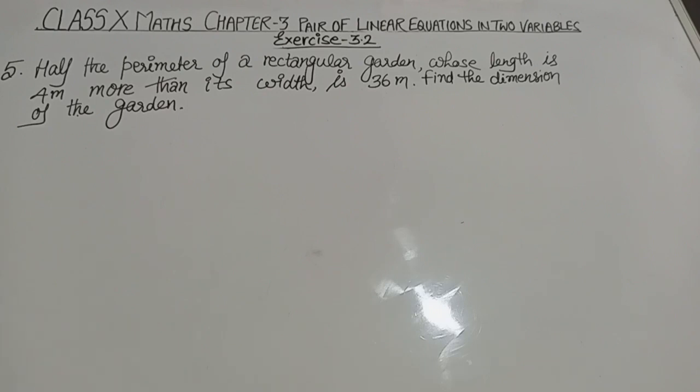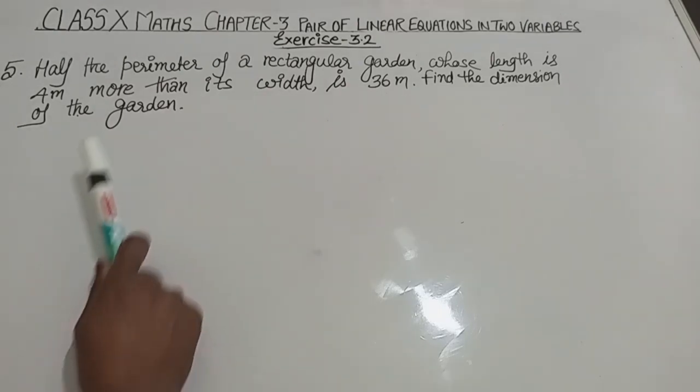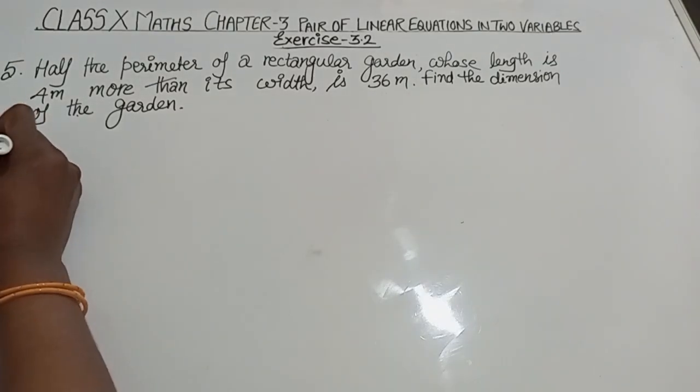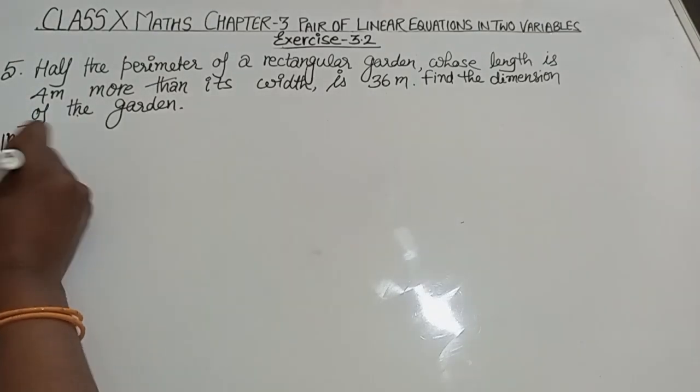Half of the perimeter of a rectangular garden whose length is 4 meter more than its width is 36 meter. Find the dimensions of the garden. Okay, so now we will do the solution here.